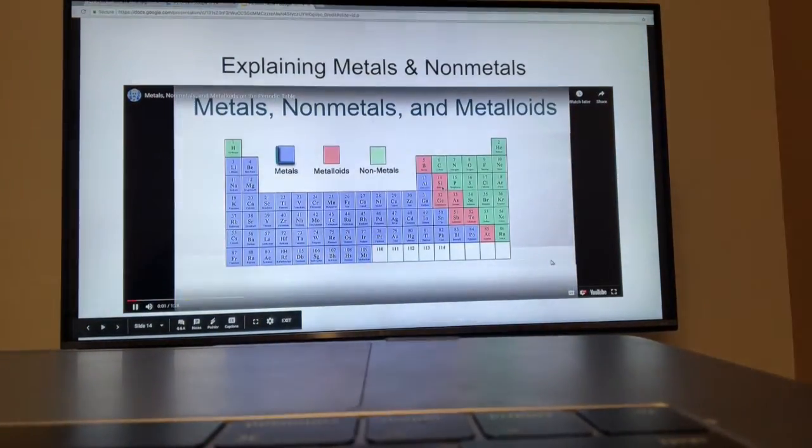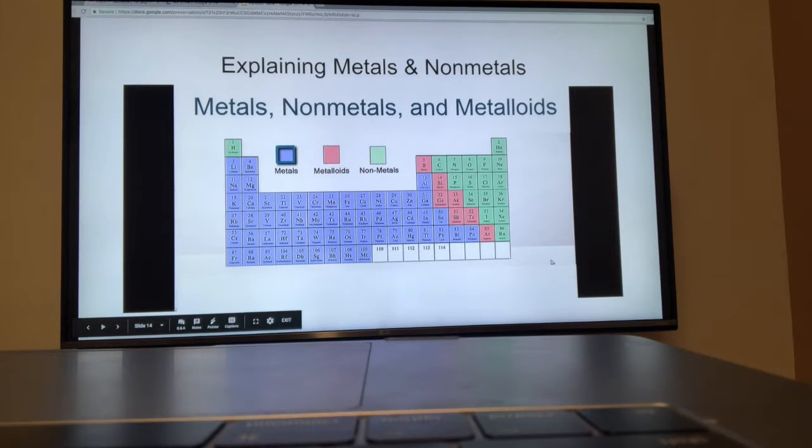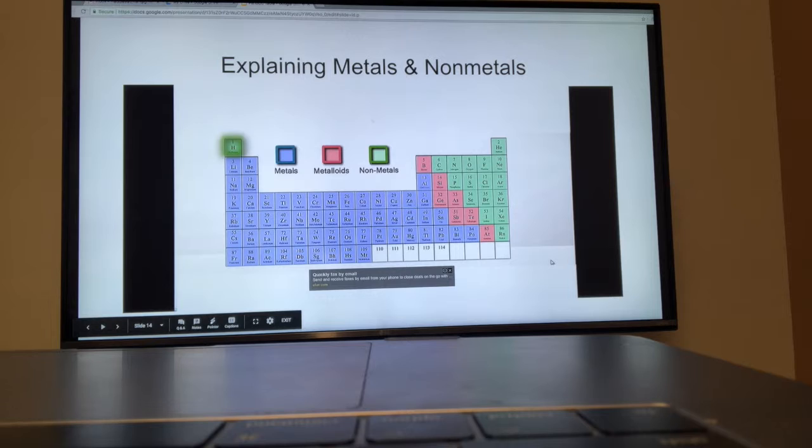Let's take a look at the metals, nonmetals, and metalloids on the periodic table. On the left, we have the metals. Then in between them, we're going to find the metalloids. And then on the right, we'll find the nonmetals. Do watch out for hydrogen though. It is on the left-hand side with the metals, but it is a non-metal.